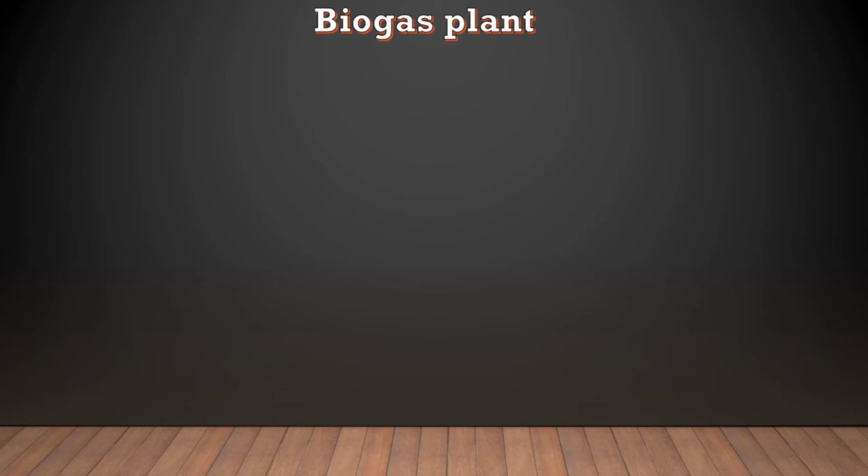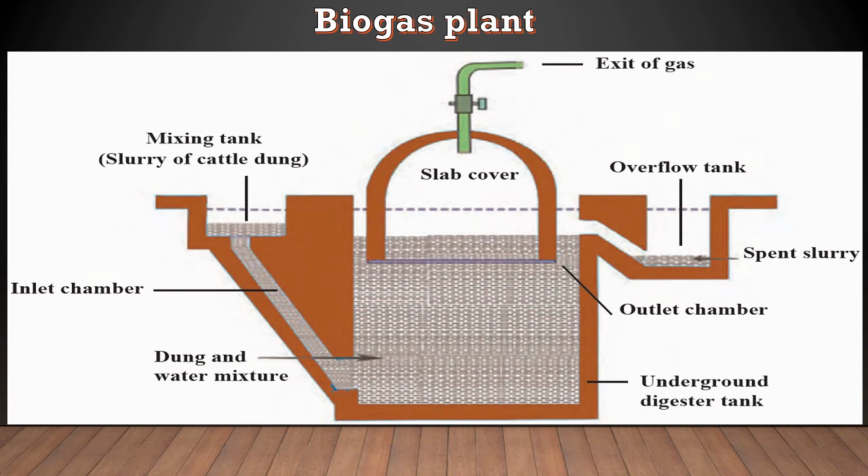Let us know about the construction and working of the biogas plant. Biogas plant is a brick and cement structure having various sections as you can see in the diagram. Mixing tank present above the ground level. You can see the dotted line represents the ground level and the mixing tank is here.